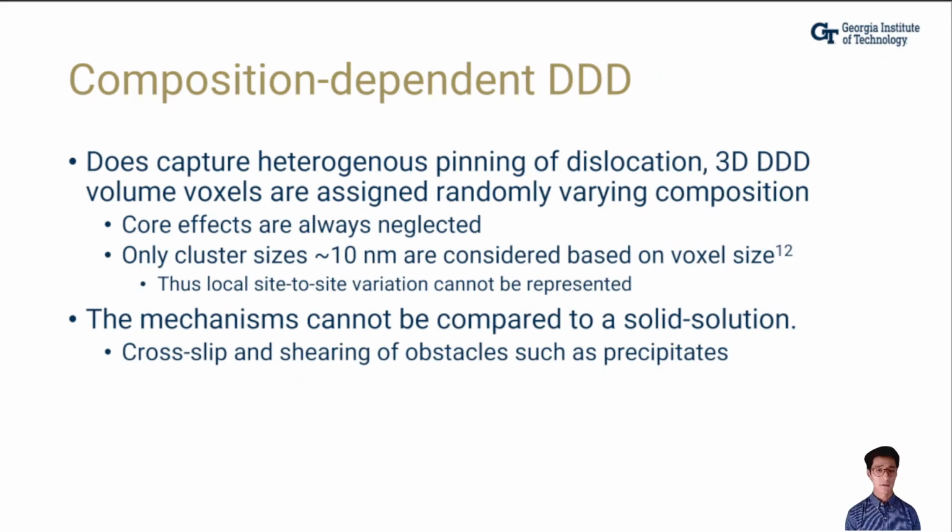On the other hand, composition-dependent DD can also capture the effect of composition, with dislocation line segments becoming wavy due to varying voxel elastic properties. The issue is that due to the length scales of these voxels, mechanisms cannot truly be compared to a solid solution. In addition, DDD does not represent the detailed energetics of solute dislocation core interaction.